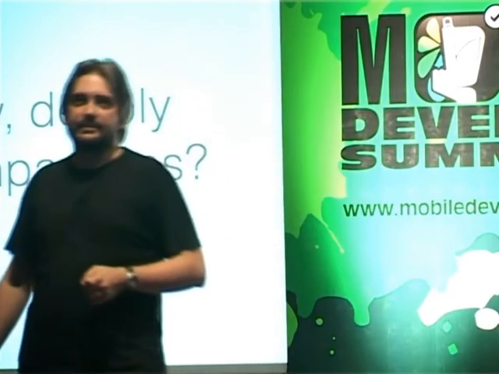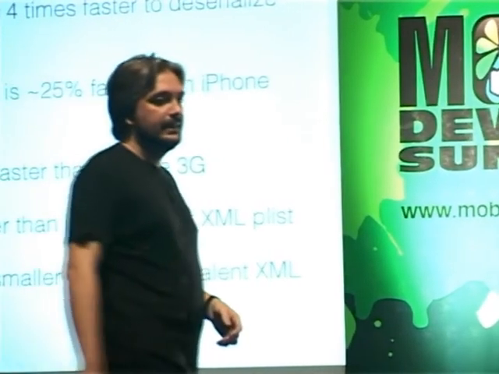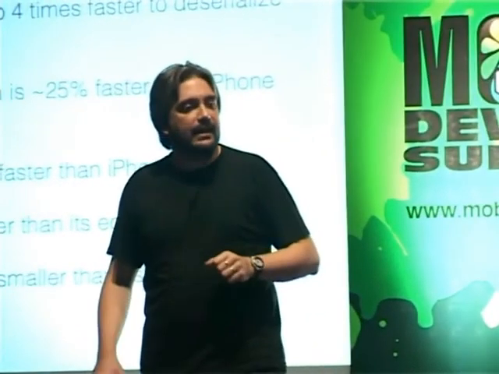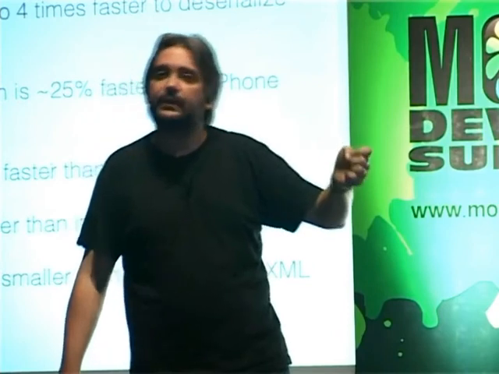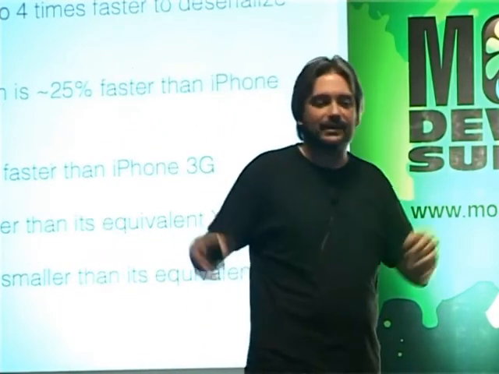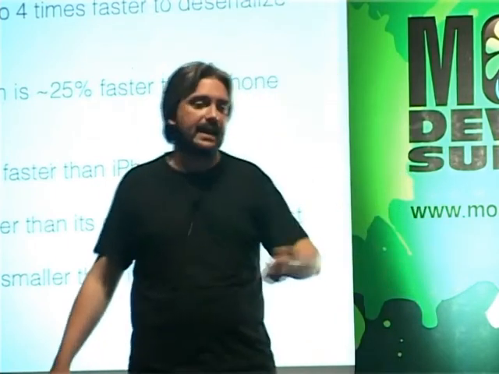Some really raw and deeply stupid comparisons, okay? Because I started playing with all this data and it was very fun to see that, for example, binary plists are 3 to 4 times faster to deserialize than JSON, that the second generation iPod Touch is 25% faster than the iPhone 3G. You know, the kind of numbers that pop up, but it's kind of fun. The iPhone 4 is 300% faster than the iPhone 3G for these tasks.